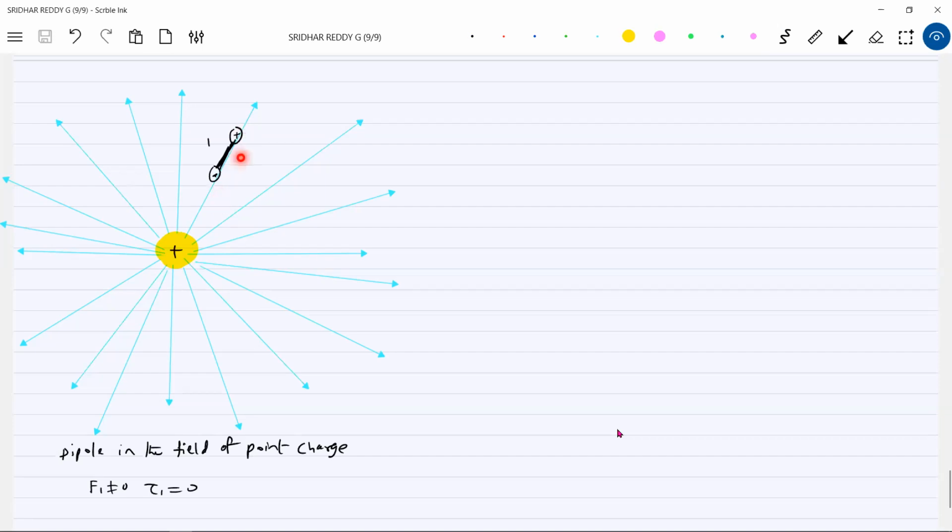If you leave it, what happens to the dipole? Will it be in equilibrium? No, it will start accelerating towards the point charge. So no question of equilibrium. But what about the torque? Torque will be zero. Am I right? Similarly, a student places a dipole like this.